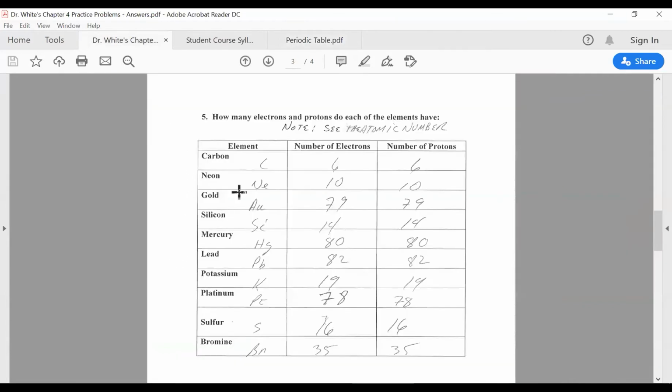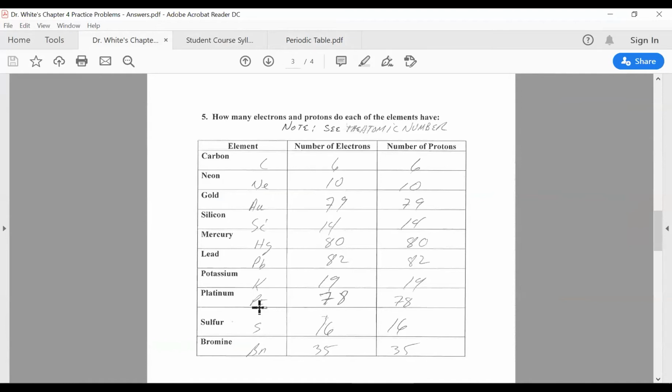And if we do gold, if you looked up the atomic symbol, Au, you'd see the atomic number is 79. So there's 79 electrons, 79 protons. So if you know the number of protons in an element, you also know its atomic number.